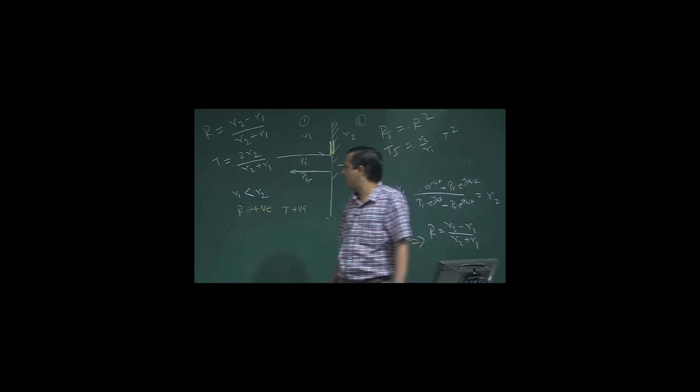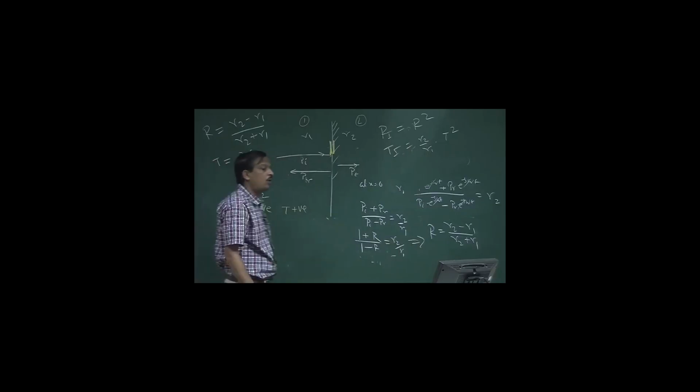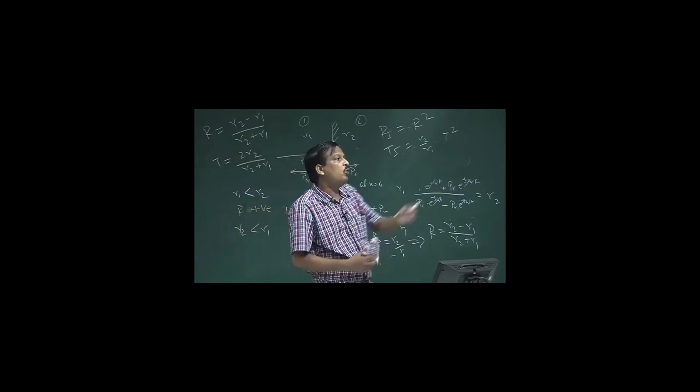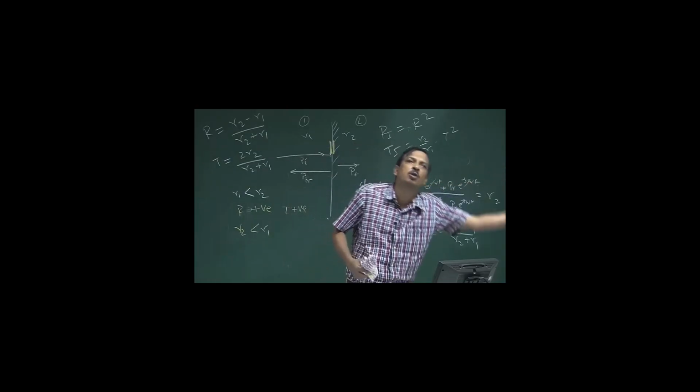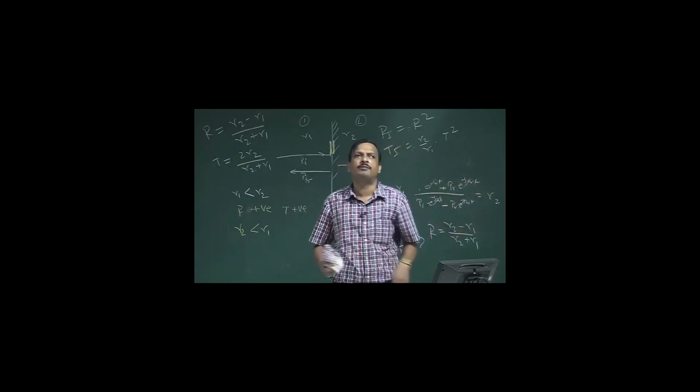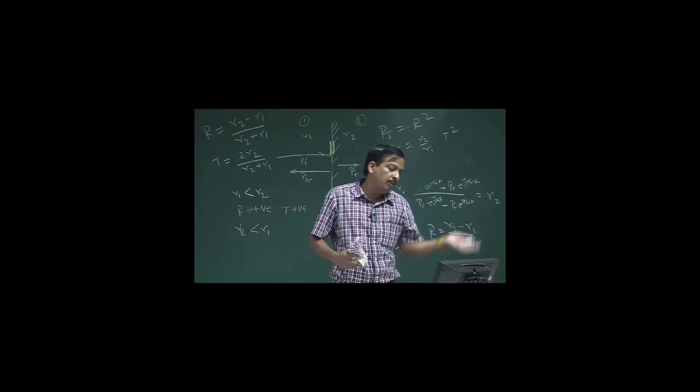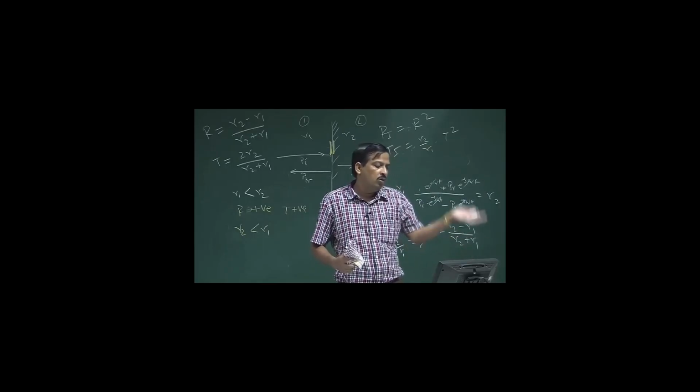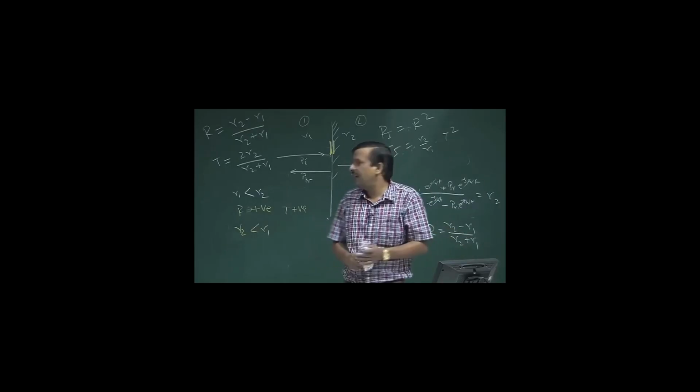But if you consider when R2 is less than R1, or R1 is greater than R2, that means a wave is transmitted from the solid wall to air. In that case, the reflection coefficient R will be negative.